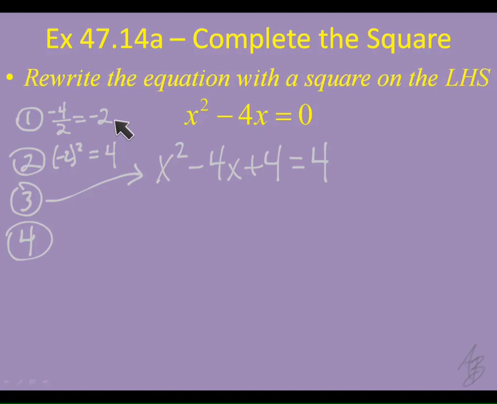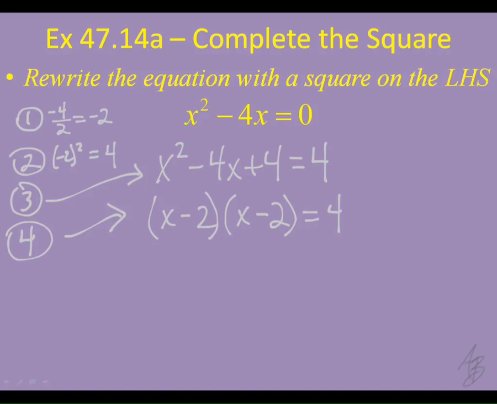So this step 1 right here, this negative 2 that we got, that's going to tell me what I'm going to get when I factor it. So I'm going to have x minus 2 times, didn't we say it was negative 2 and negative 2? Yeah. So x minus 2 times x minus 2 equals 4. Now, in step 4, I had you write down in parentheses what? Should be a perfect square.